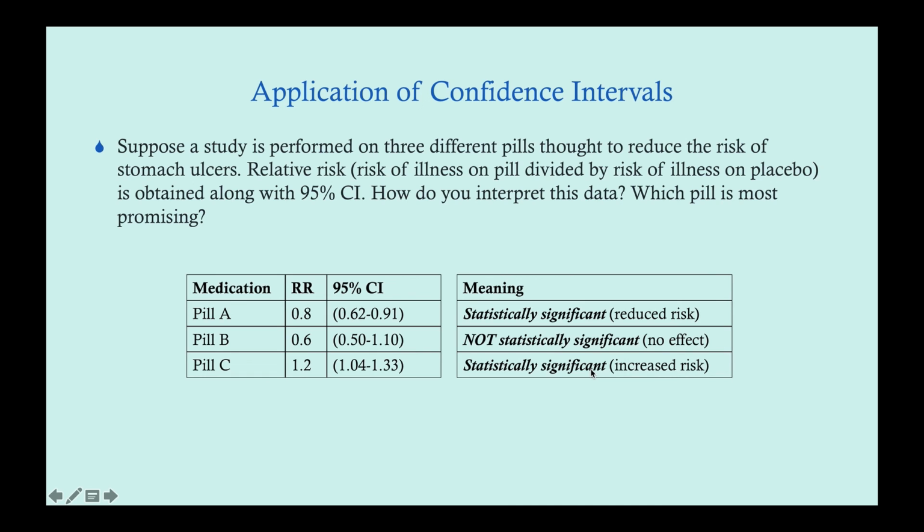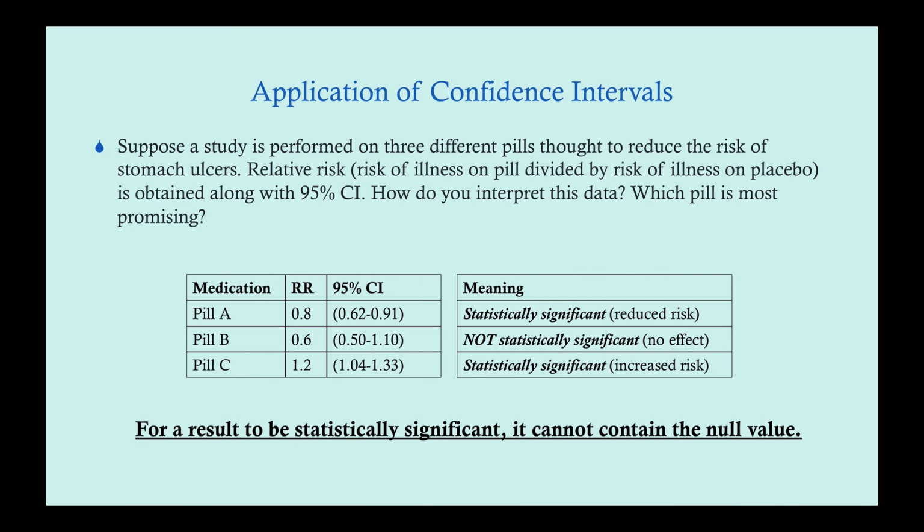This is more than likely how you're going to see confidence intervals provided to you on the USMLE. It's going to be in the context of relative risk, because this is just the easiest way they can put it to you. And typically, statistics questions on the USMLE are not going to be very difficult. They're going to be relatively straightforward. So as I said, for a result to be statistically significant, it cannot include the null value.